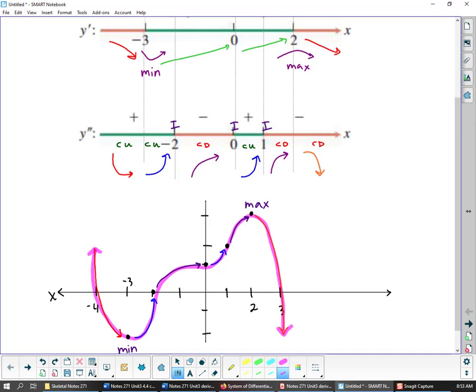The point is that we really want to make sure we understand how concavity works. I hope that helps. Please email me if you have any questions or concerns.